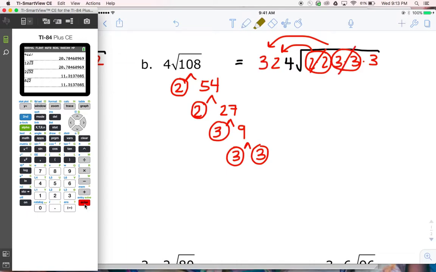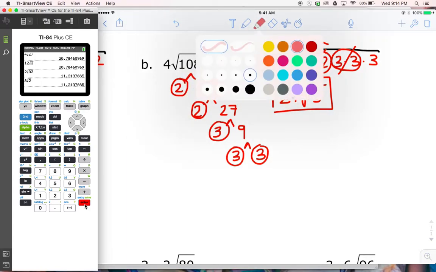Okay, now don't forget that those numbers we pulled out, including the 4 that was already there, all get multiplied together. So 3 times 2 is 6, times 4 gives me 24 on the outside, square root of 3 on the inside. And that is my simplified answer.